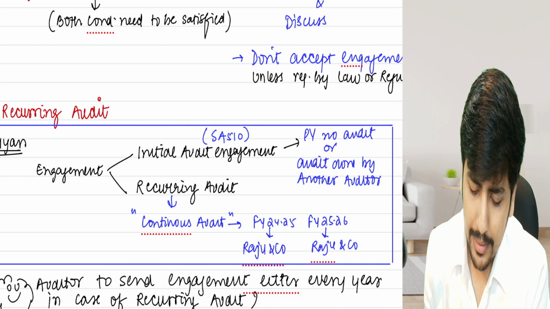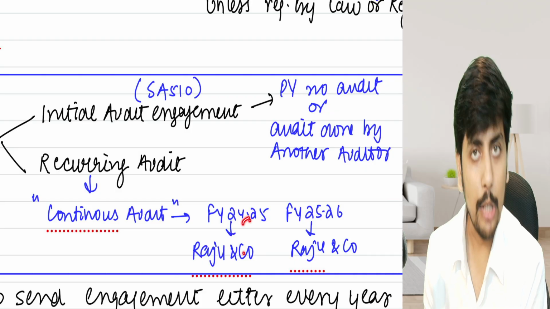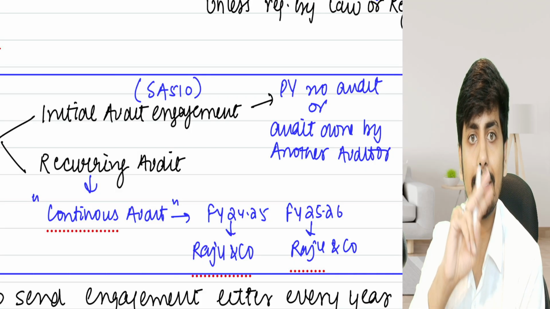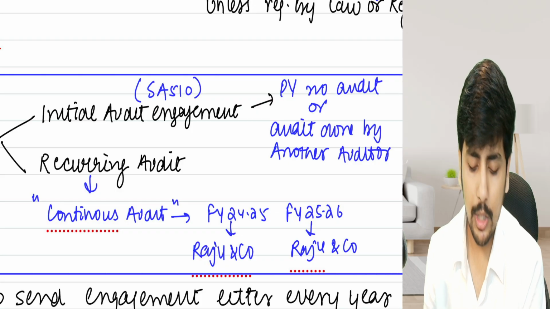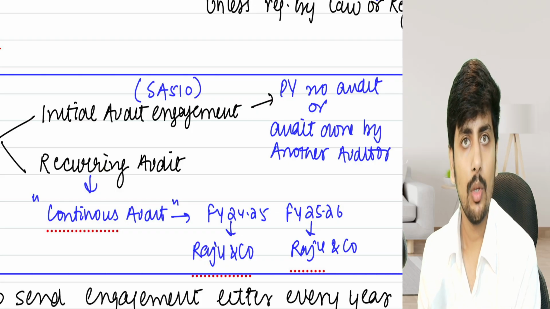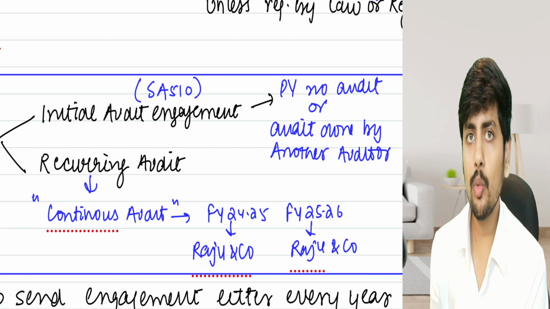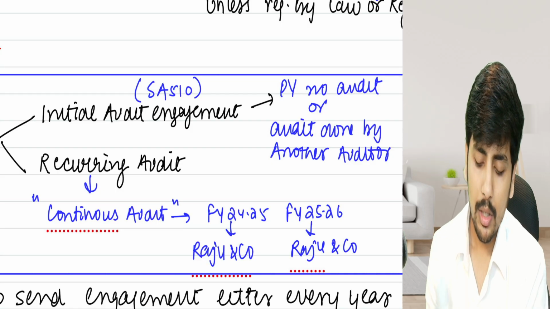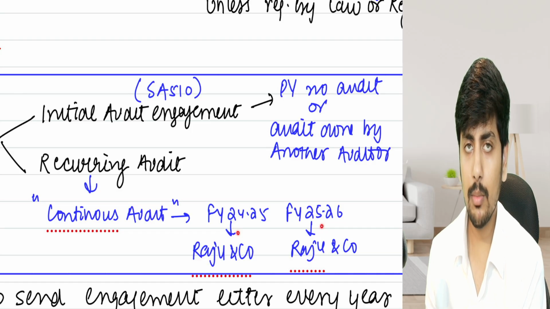And there is another case of recurring audit. Financial year 24-25, Raju was the auditor. Financial year 25-26, Raju is again the auditor. So that is a continuous audit, recurring audit. And our focus of discussion is recurring audit. Okay, now try to understand. SA 210 will be focusing on the engagement letter. Now connect the dots. Raju was the previous auditor. Raju is again the current auditor of this entity.